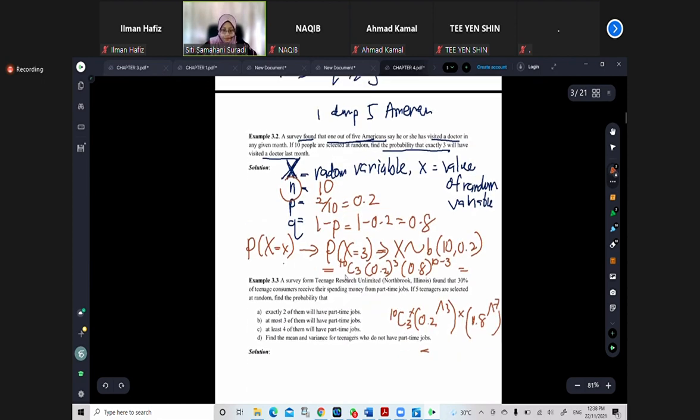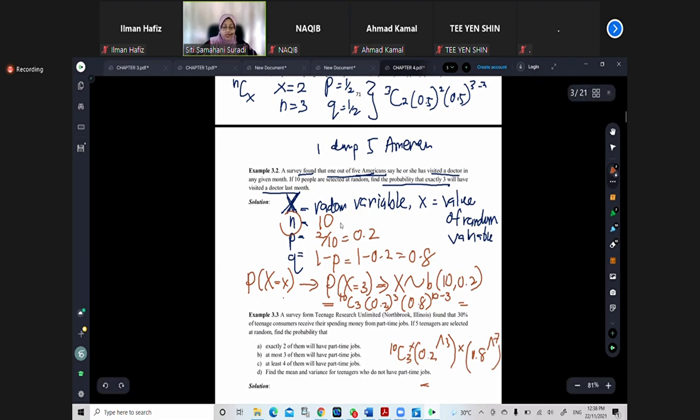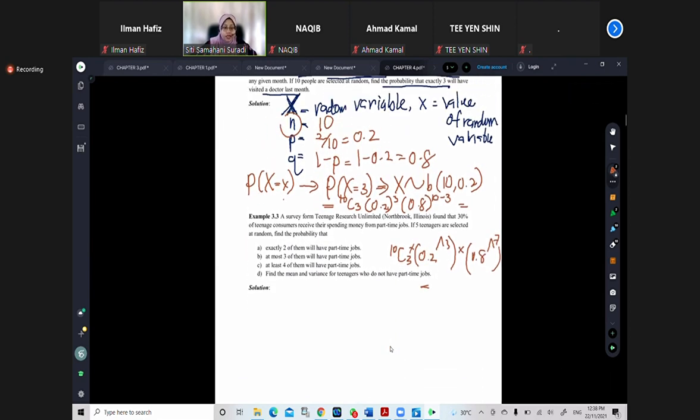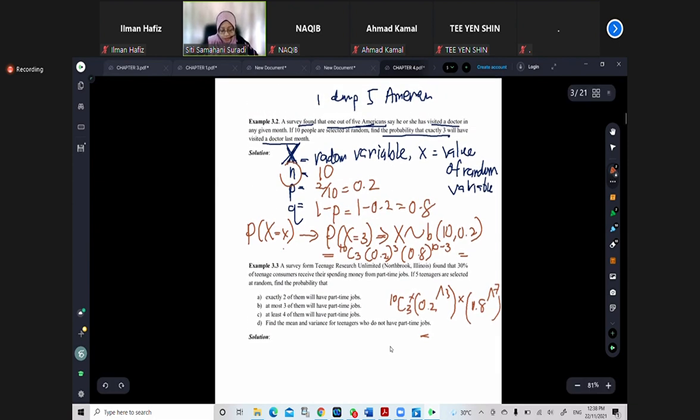Okay. So yang ketiga saya bagi satu contoh. The rest kamu try buat dulu. Besok kita bincang dengan section yang lain. So I hope you all will be coming lah.